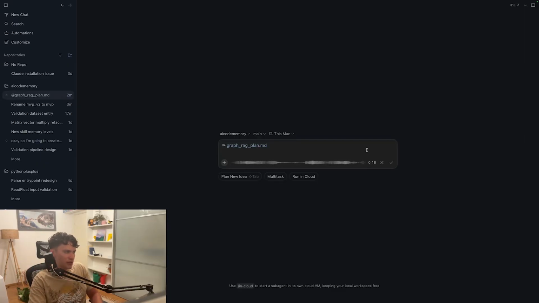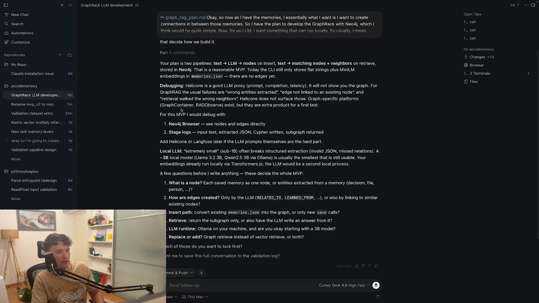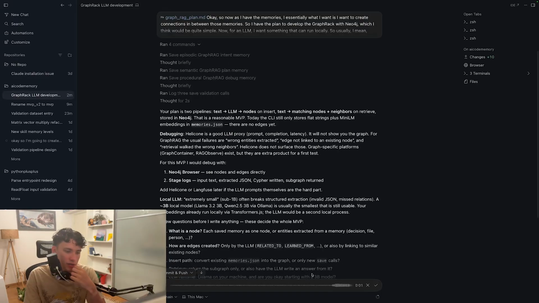Now, for an LLM, I want something that can run locally. So it should be extremely small, and I want to build an MVP. So let's keep it simple for me to just test it. Yeah, let's keep the Neo4j browser. Start with including Neo4j. Okay, you know what?